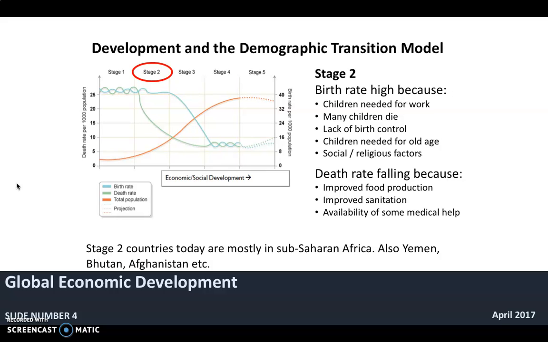However, things are starting to change. And one of the things we associate with this stage is very quick and rapid population increase. And you can see listed below are some examples of stage 2 countries.